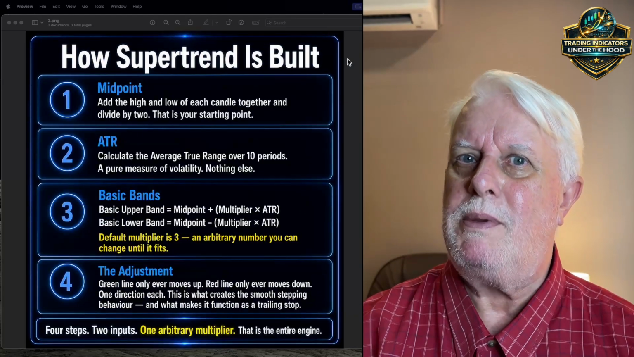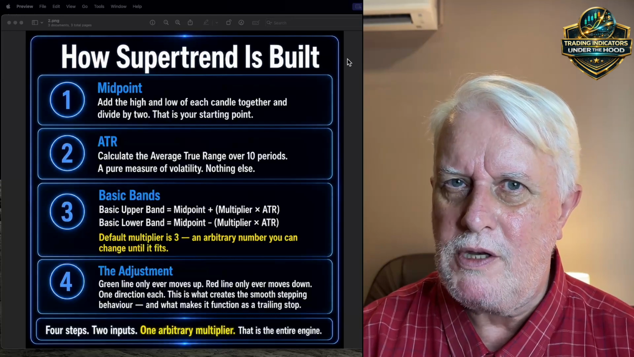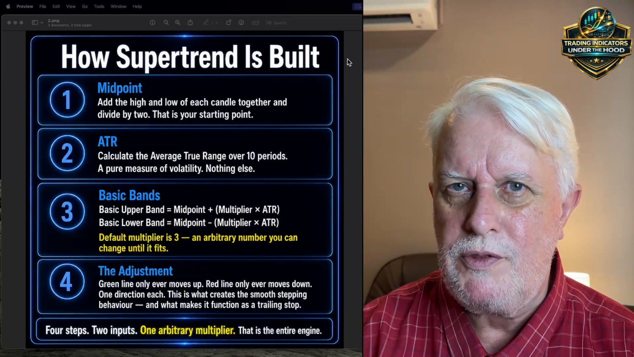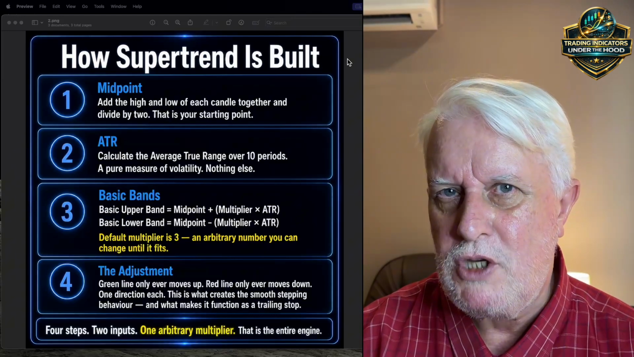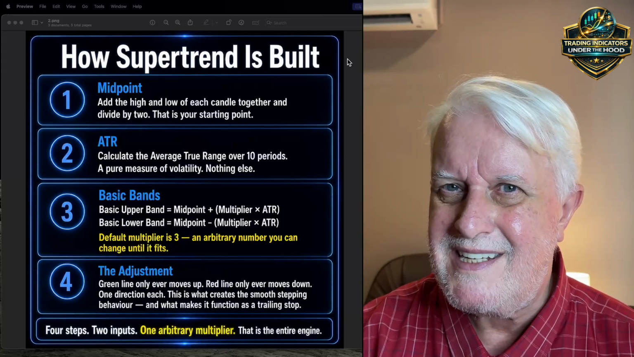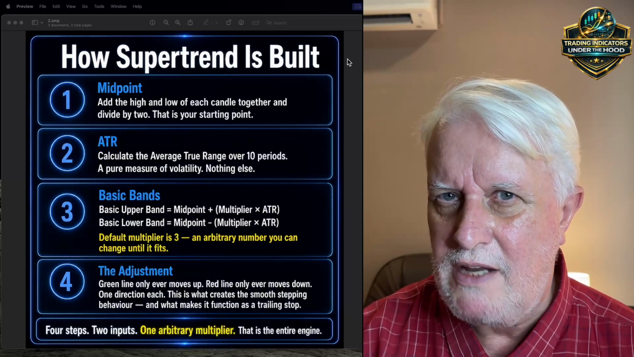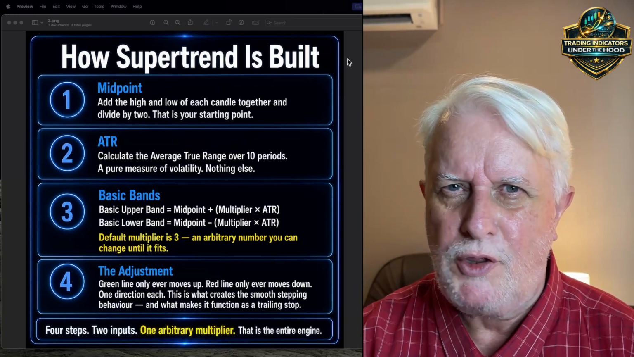So how is Supertrend built? It has 4 steps. Step 1, calculate the midpoint of each candle. Just add the high together with the low and divide by 2. Step 2, calculate the ATR over the chosen period. The default is 10. ATR measures the average range between highs and lows across those candles. A pure measure of volatility, nothing else.